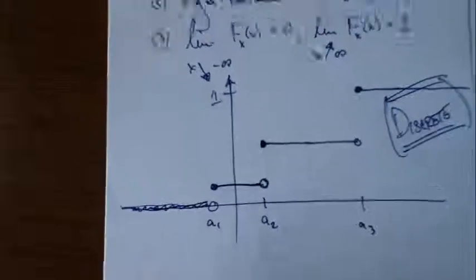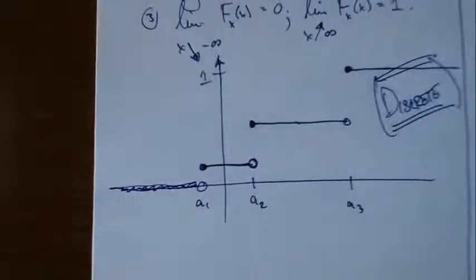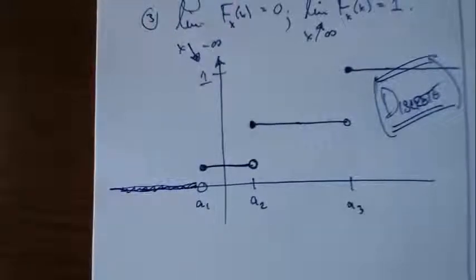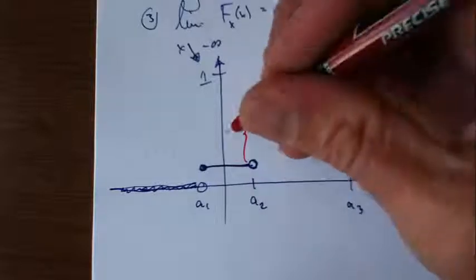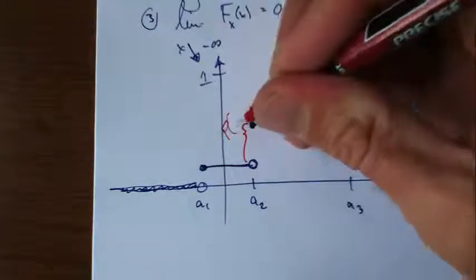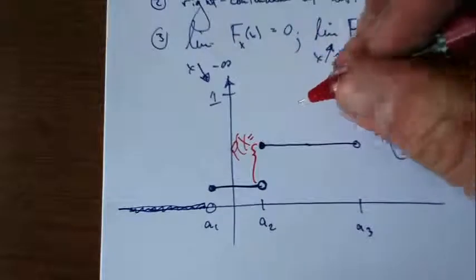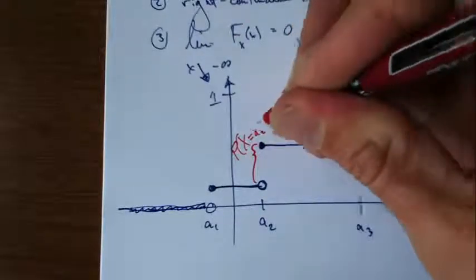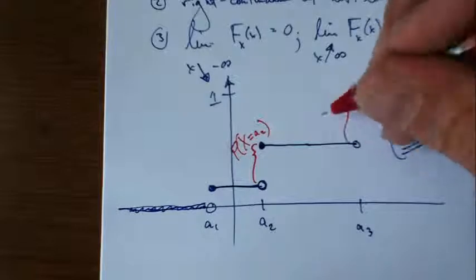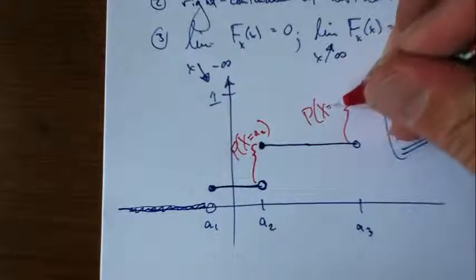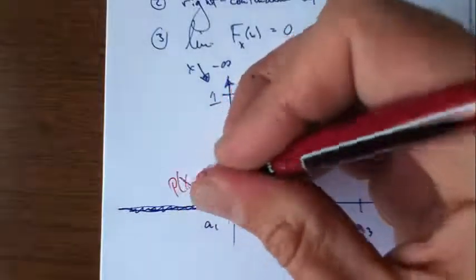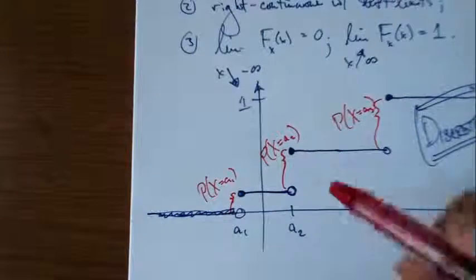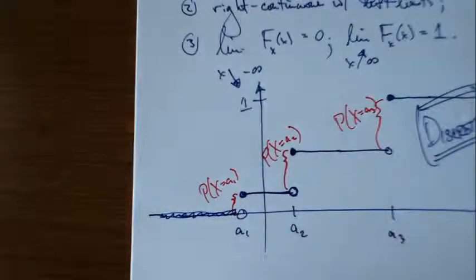By the way, how do we read this off? How can we make use of this? Well, this much right here, this is the probability that our random variable, I'll call it x, equals the value A2. And this, guess what? This is the probability that our random variable equals A3. Okay? And this, guess what? This is the chance that x equals A1. Okay? So the size of the jump is the probability.